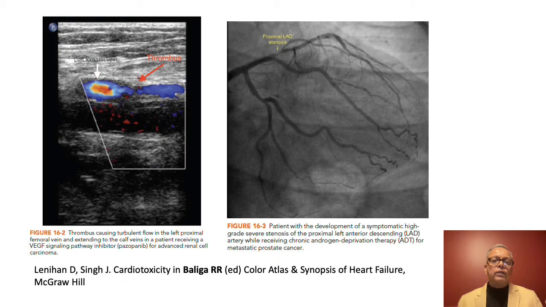This slide on the left panel shows a thrombus causing turbulent flow in the left proximal femoral vein and extending into the calf veins in a patient receiving VEGF signaling pathway inhibitor, pazopanib, for advanced renal cell cancer. The right panel shows a patient who developed symptomatic high-grade severe stenosis of the proximal LAD while receiving chronic androgen deprivation therapy for metastatic prostatic cancer. This is from a terrific chapter by Dr. Lenihan in the Color Atlas and Synopsis of Heart Failure, edited by me.